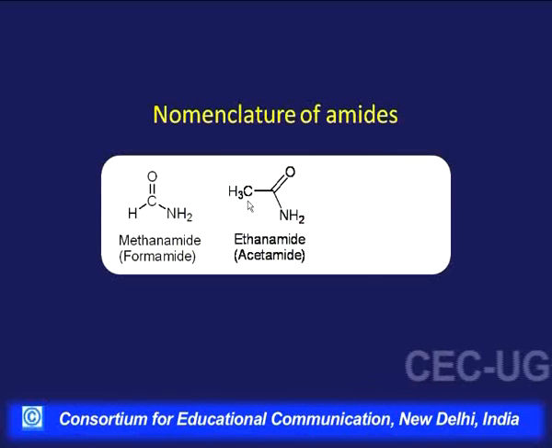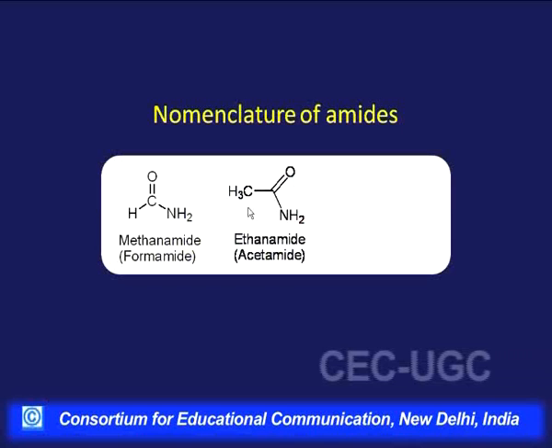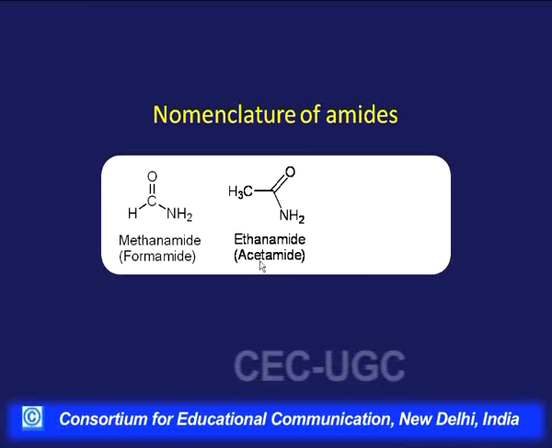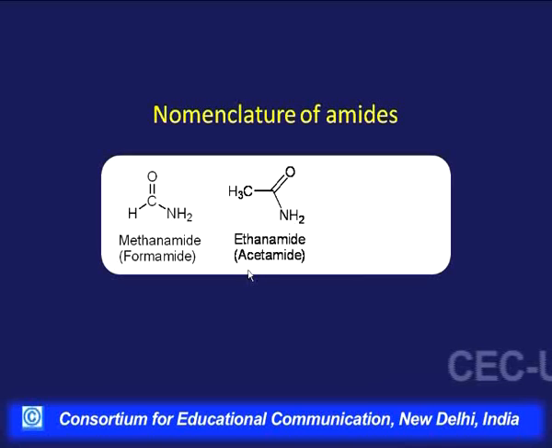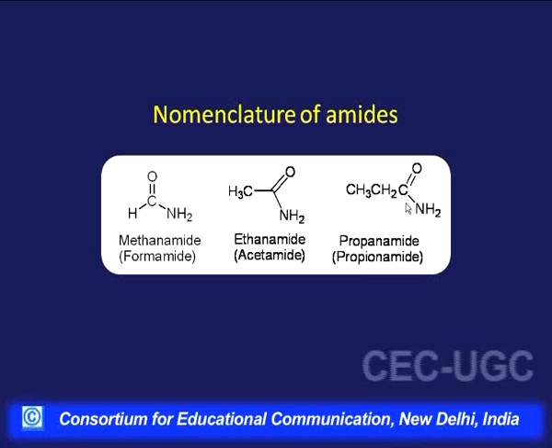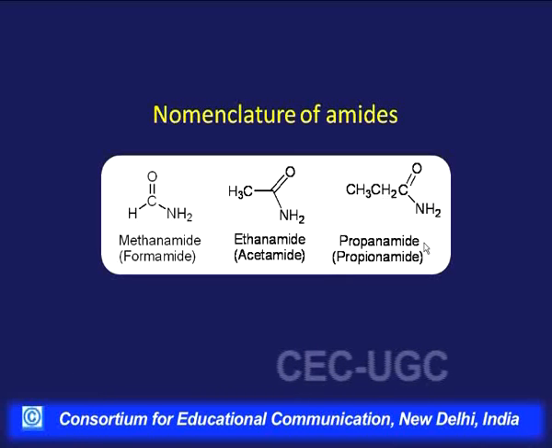Similarly, if we have a 2 carbon acid, this is commonly known as acetic acid and IUPAC name is ethanoic acid. So, according to IUPAC system, its name is ethanamide, oic acid part is replaced, and common name is acetamide, ic acid part is replaced from acetic acid. So, it is acetamide according to the common system. Similarly, if it is a 3 carbon acid, its IUPAC name is propanoic acid, a common name is propionic acid, and the corresponding amide which is obtained, it is named as propanamide, IUPAC name, propionamide, common name.